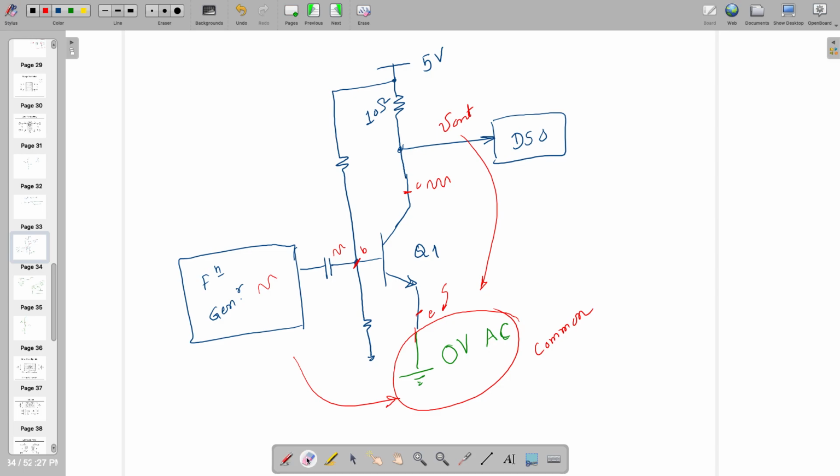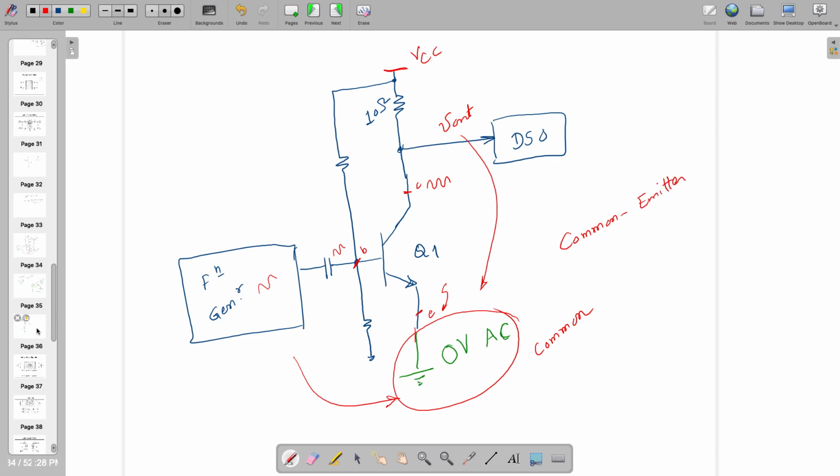And note that if you are going to do the analysis, this will also go to ground and that will be connected to here. Right now we are not going into detail for that, but this is common. So this configuration is known as common emitter.